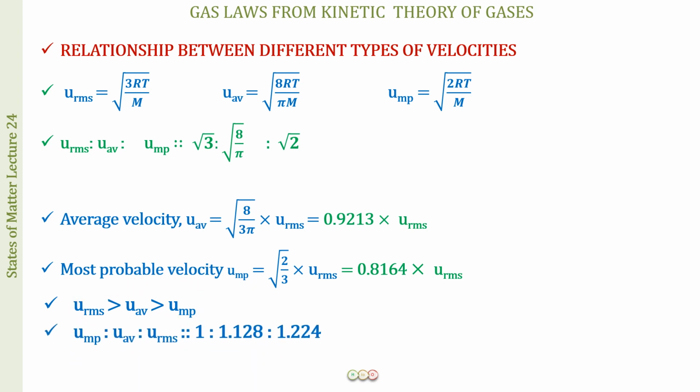If you want the exact ratio between these three, UMP to U average to URMS is equal to 1 is to 1.128 is to 1.224. If you can remember these values, it is very good. It will help you in your numericals, and you will be able to do them in a fraction of a second. Whatever question comes, you will definitely be able to handle it.